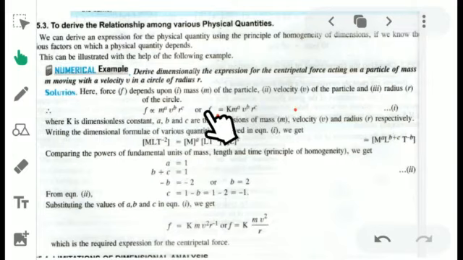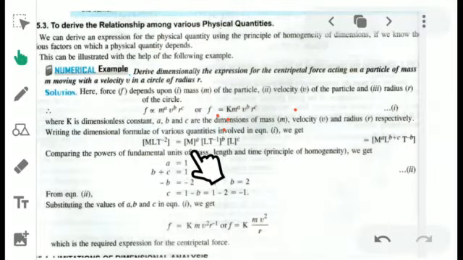Then next step, we will write the dimensions of each physical quantity. What is the dimension of force? M1 L1 T minus 2. Then k is a constant, it is dimensionless. Then the dimension of mass, m raised to a: M is the dimension, raised to a. Then velocity, L T minus 1 raised to b, and radius, r, is also measured in length, that is L raised to c.